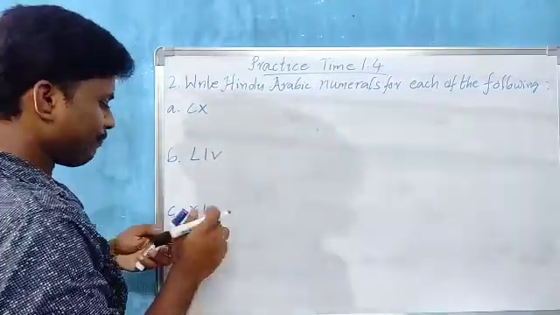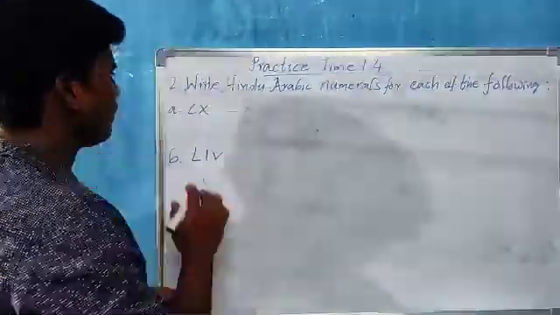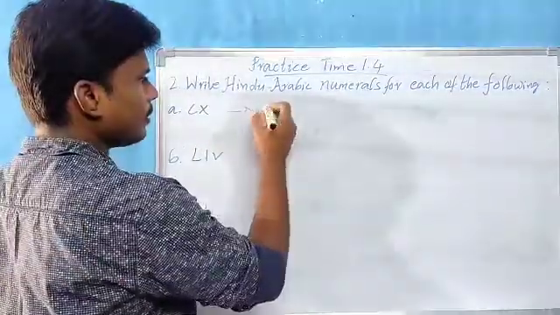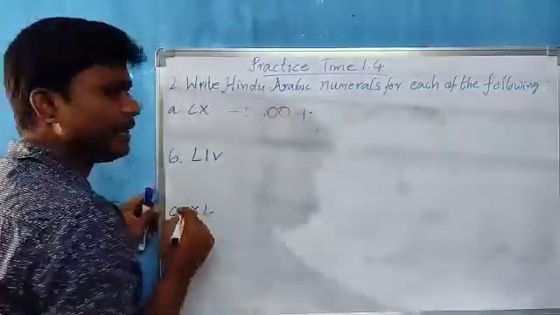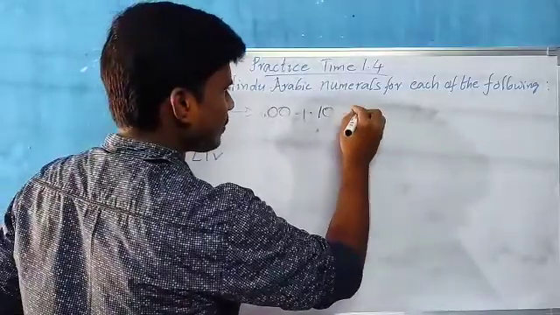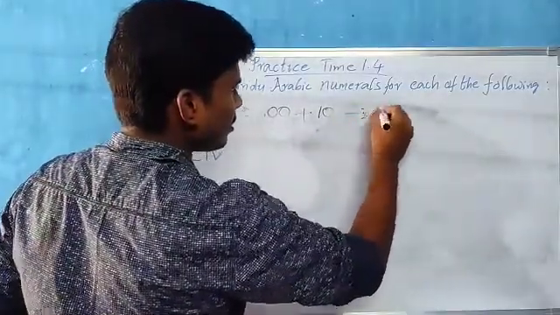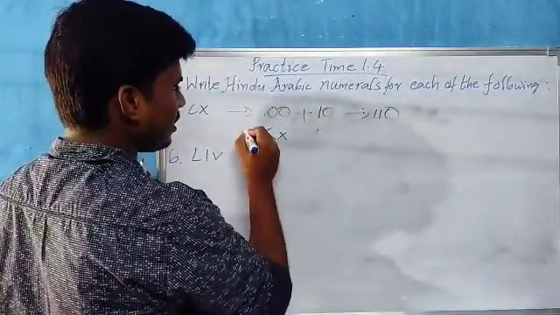addition, children. So CX, children, first of all let us write C. So C means what, children? 100 plus X means 10. This will give the answer as 110, children. So look here. So CX means what, children?